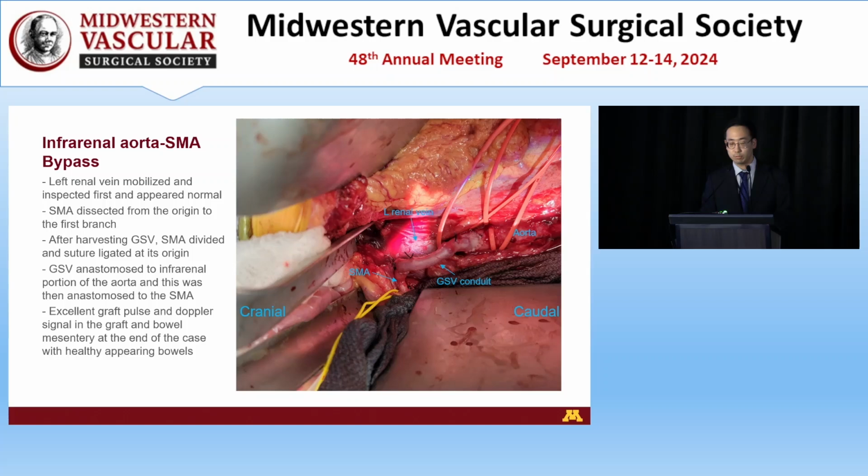So we did a redo laparotomy, and we inspected the left renal vein first to make sure it was not scarred down. It was normal and not scarred down. So we dissected the SMA at its origin, and then we bypassed from the infrarenal aorta to the SMA to relieve the extrinsic compression on the left renal vein. There was excellent graft pulse and Doppler signal at the mesentery at the end of the case. The patient did well postoperatively and was discharged, tolerating a regular diet.